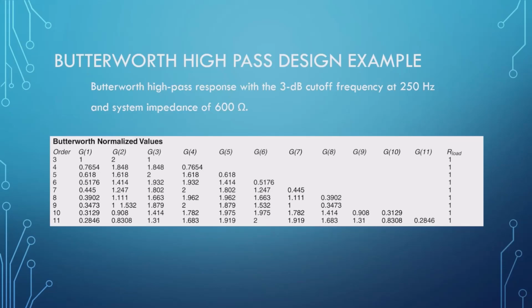So here's an example with a Butterworth high pass design. It's going to be a Butterworth high pass filter with a 3 dB cutoff frequency at 250 hertz, and the system impedance is going to be 600 ohms. If you wanted, let's say, a 3rd or 4th order, you would use these values in the equations that they have in the template, like 0.765 or 1.848. And then you'd plug those into the equations in the template, and I'll switch over to the template here.